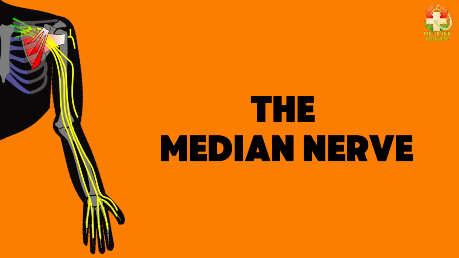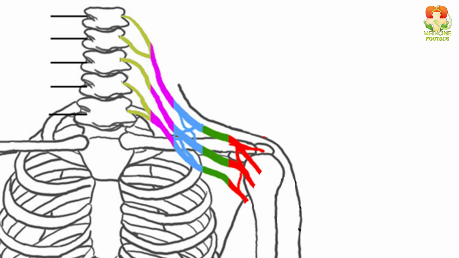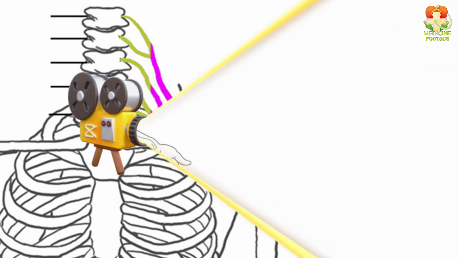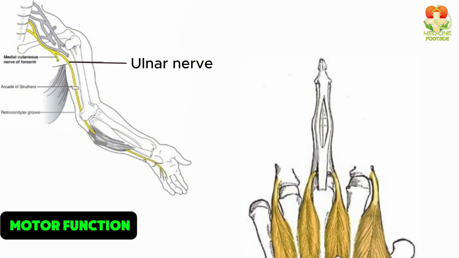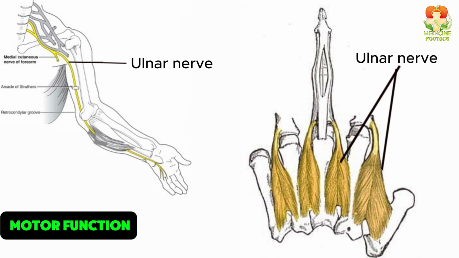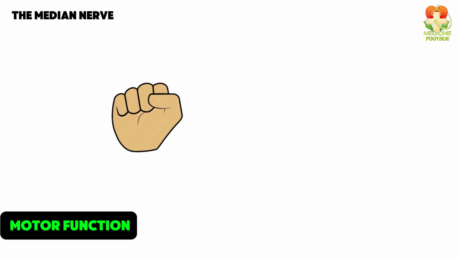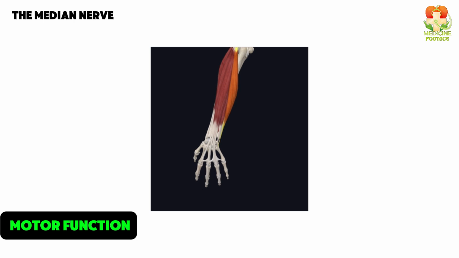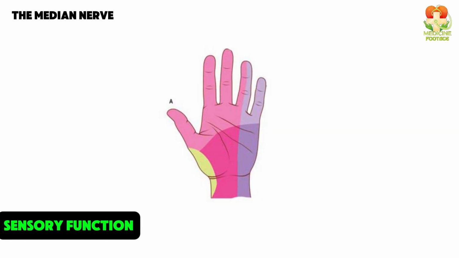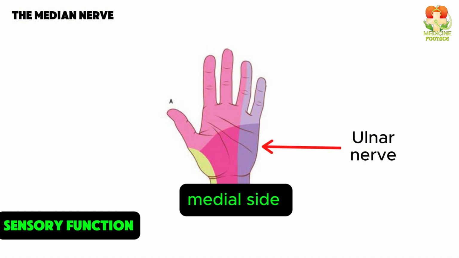5. The ulnar nerve. Origin. Medial cord, C8, T1. Motor function. The ulnar nerve innervates the intrinsic muscles of the hand, responsible for fine motor control, like gripping and pinching. It also contributes to wrist flexion. Sensory function. The ulnar nerve provides sensation to the medial side of the hand, including the pinky and half of the ring finger.